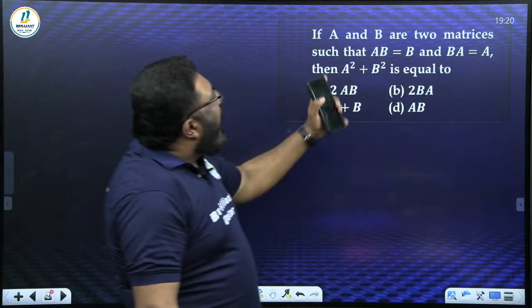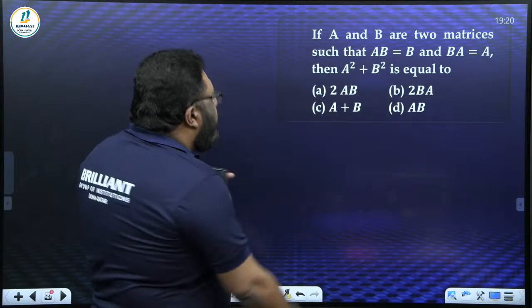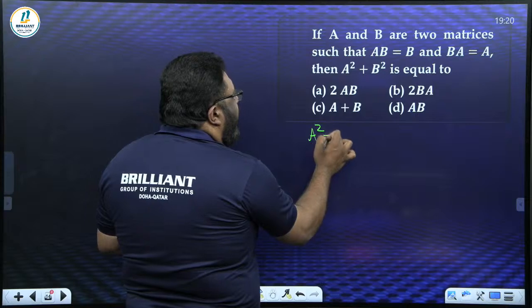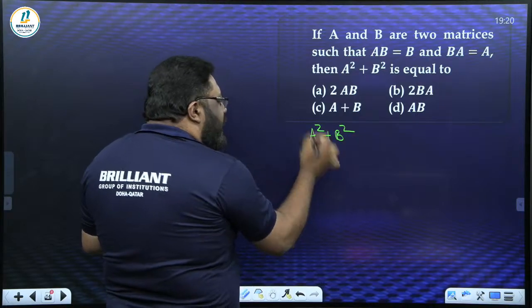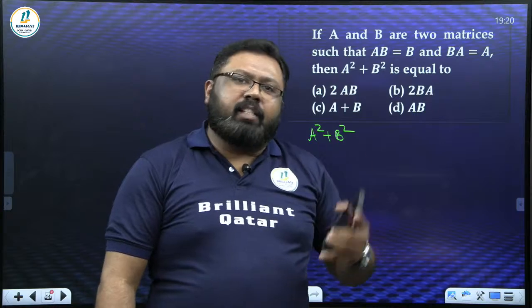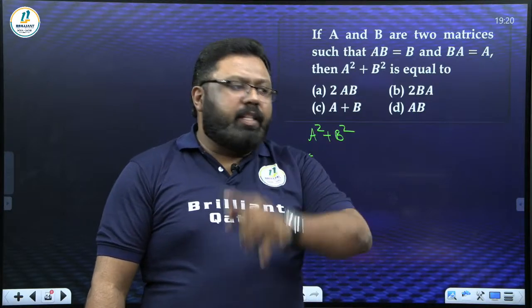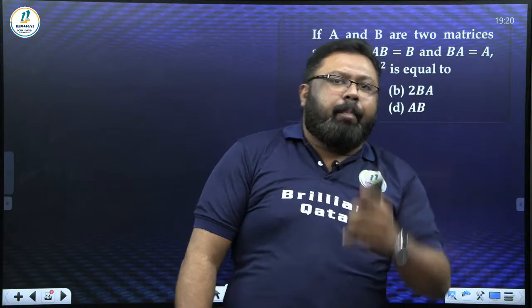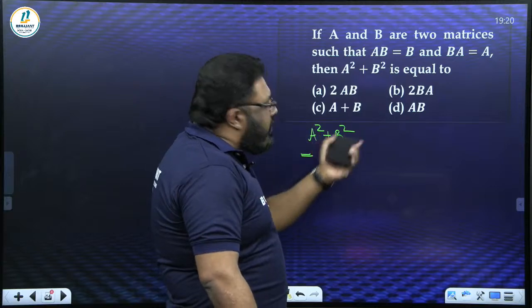Next, if A and B same pattern. Now this time they ask me what is A squared plus B squared. If I do the same logic, what would your answer be? Before you said A squared is A, B squared is B. And if you use that same logic, can you try to answer this question now?